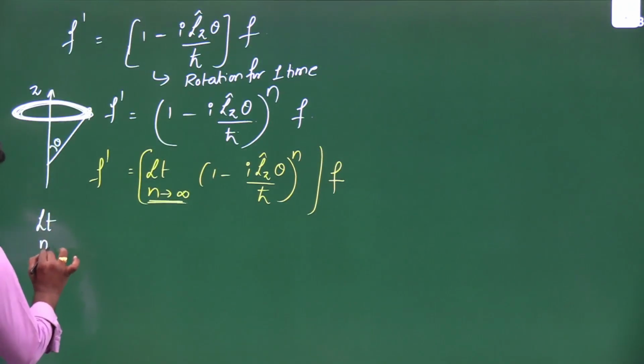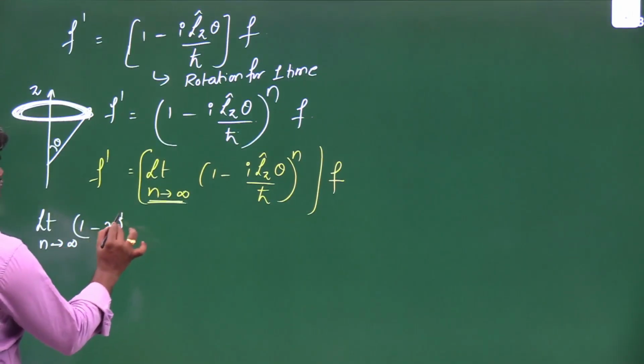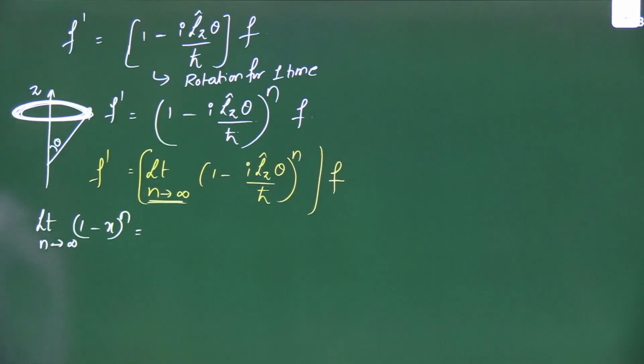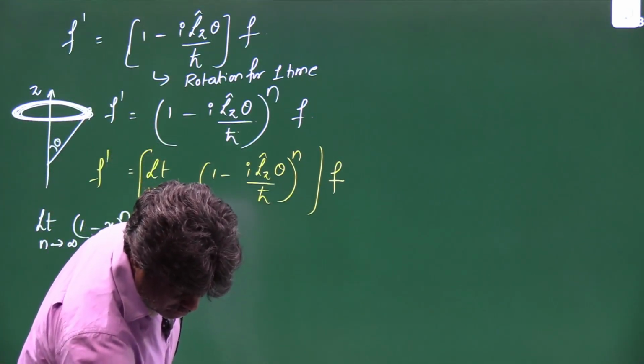Limit as n tends to infinity, 1 minus x whole power n. What is this limit?